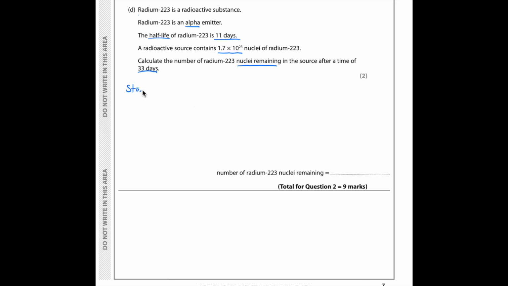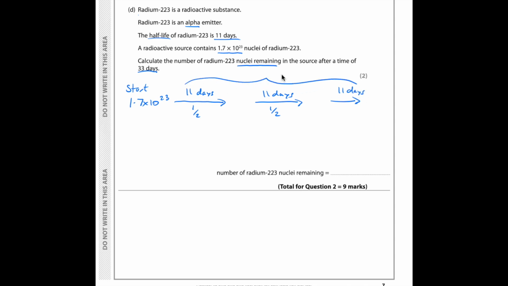Right, so at the start, you've got 1.7 times 10 to the 23 nuclei. Now the half-life means the time it takes to halve, and that's 11 days. So 11 days later, you'll have half of that. Now we've got 33 days. So another 11 days, and it'll halve again, and then another 11 days, so that'll be 33 days in total. It'll halve again.